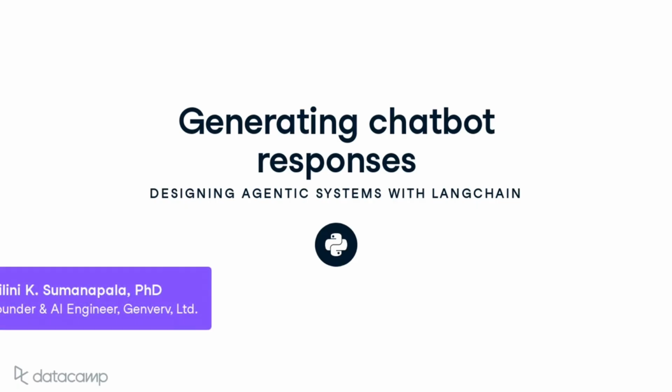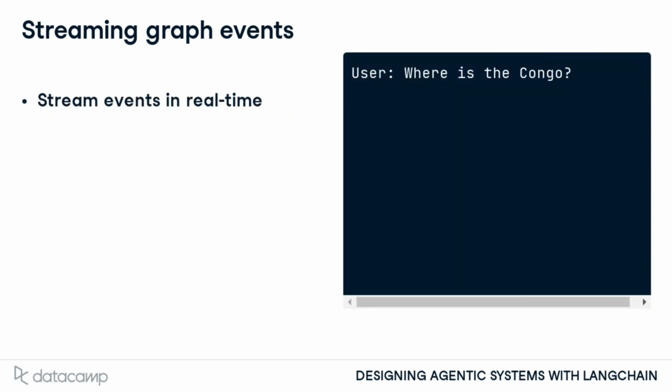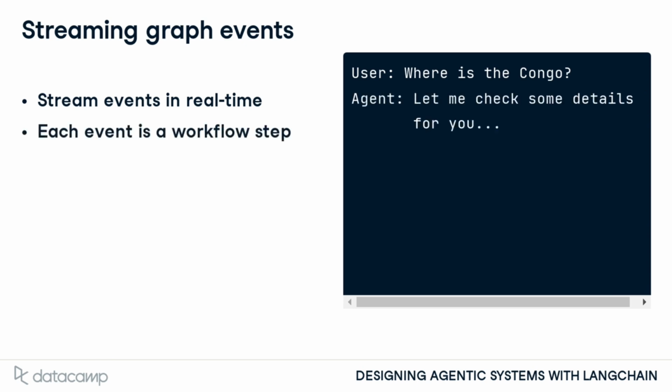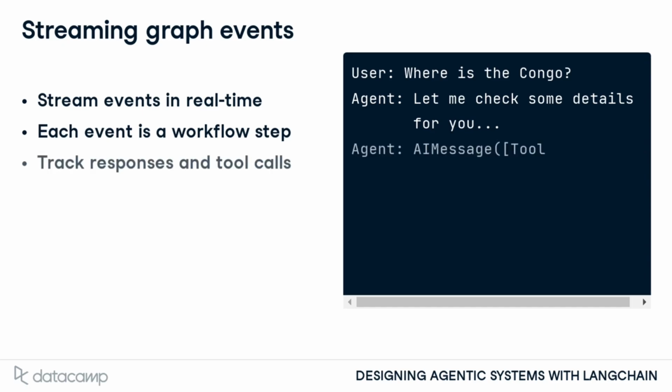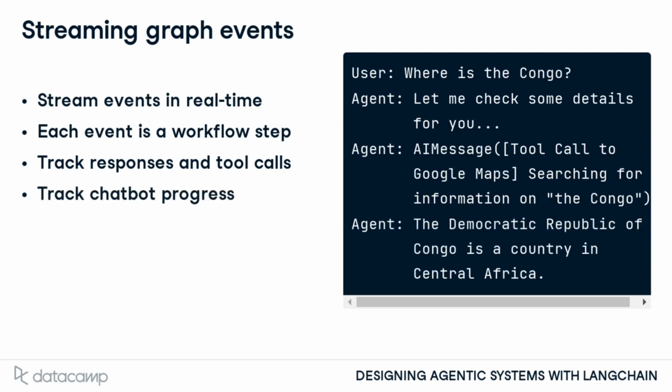Now that you've built your chatbot's graph, it's time to test it out. In LangGraph, streaming events from a graph allows us to process the steps in an agent's workflow in real time. As we stream, each event represents a single step in the graph, like generating a response or calling a tool. This lets us track the chatbot agent's progress by displaying responses as soon as they're ready. Here, we've printed 4 events, which include the user's query.